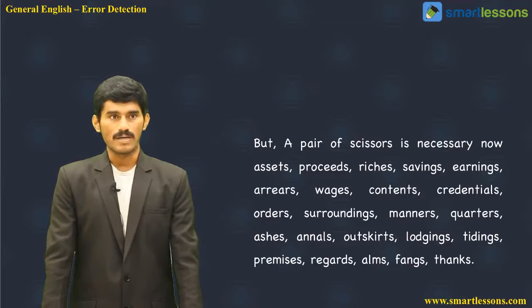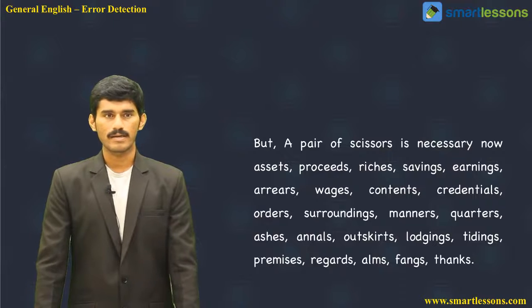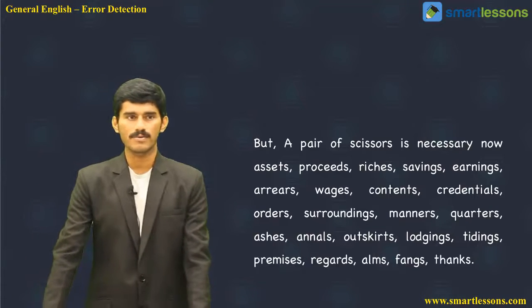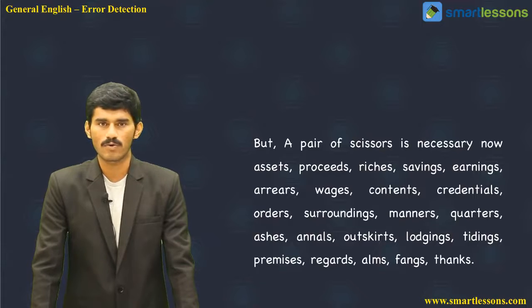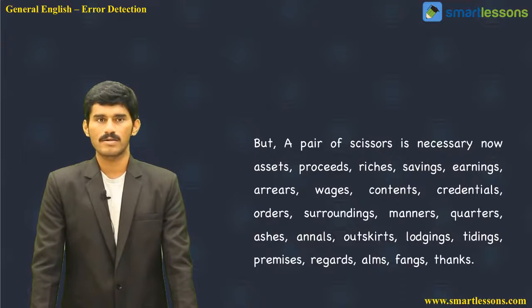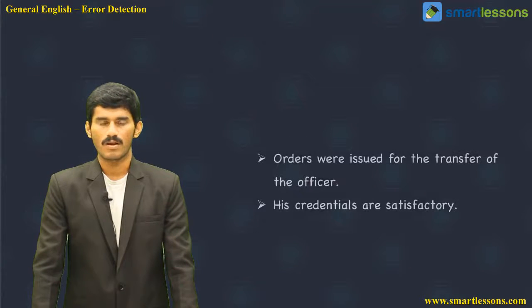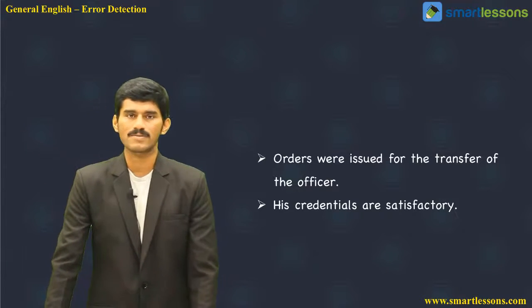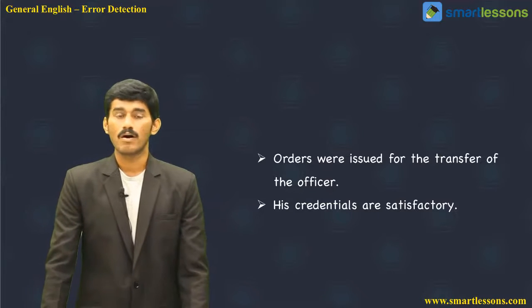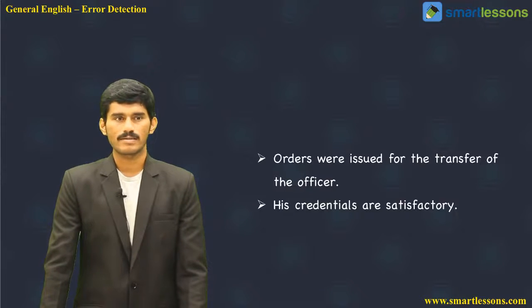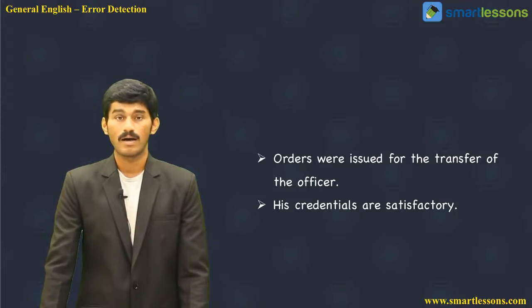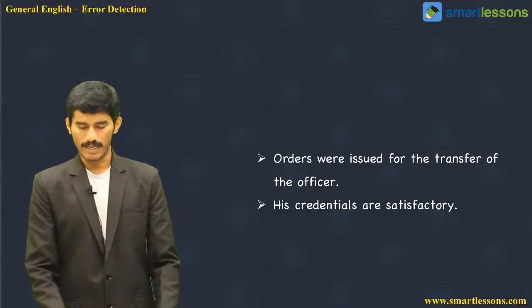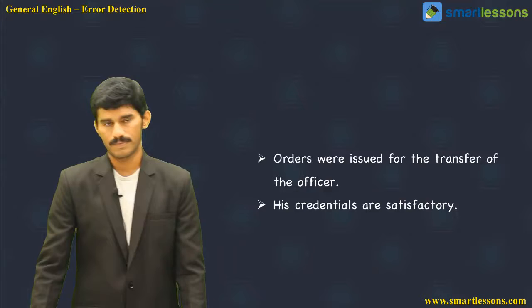So there are some other words like assets, proceeds, riches, savings, earnings, arrears, wages, contents, credentials, orders, surroundings, manners, quarters, ashes, annals, outskirts, lodgings, tidings, premises, regards, arms, fangs, thanks. All these are to be taken as plural, ending in S. So orders were issued for the transfer of the police officer. Orders were issued. Next, his credentials are satisfactory. Credentials, that means qualifications and training, are satisfactory. So these are to be taken as plural, to be used with a plural verb.